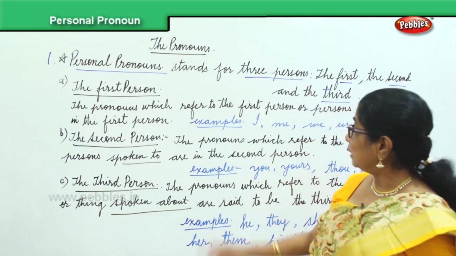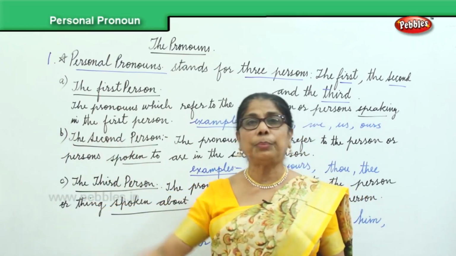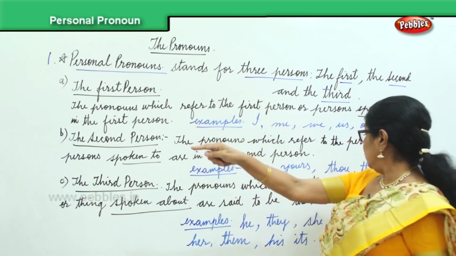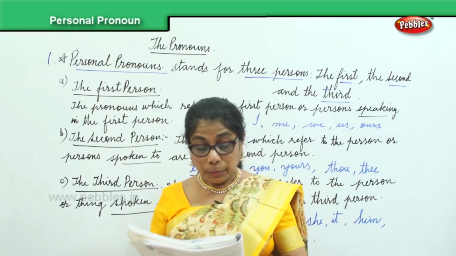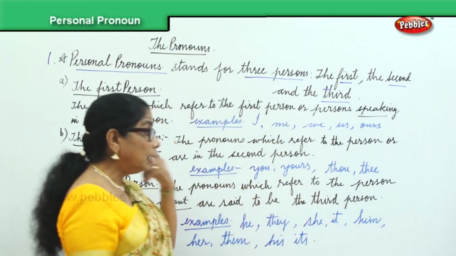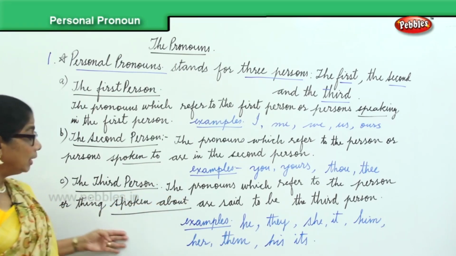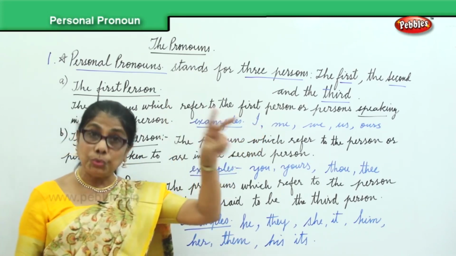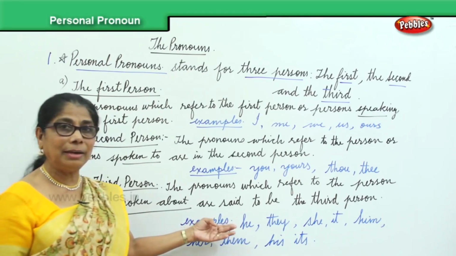In the second person, the pronouns refer to the person or persons spoken to. We're talking to somebody, and for that we say you, yours, thou, thee. Those are the words we have used. Thou, thee, that is all old English, not modern English. And in the third person, the pronouns refer to the person or thing spoken about. First is myself, second is spoken to, and third is spoken about, said to be the third person pronoun.